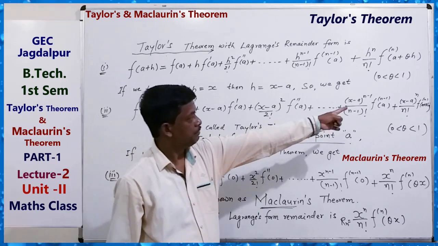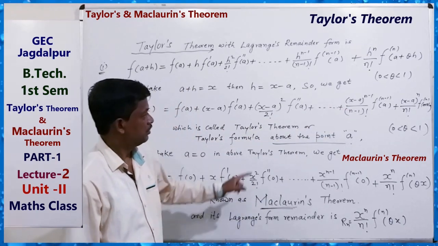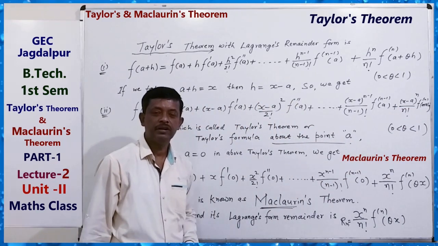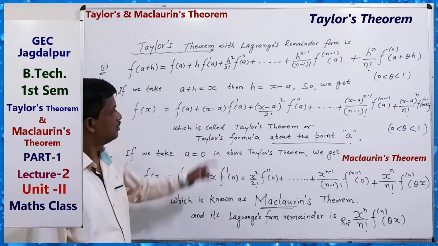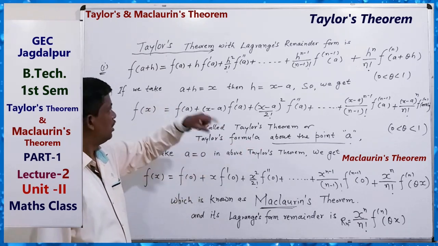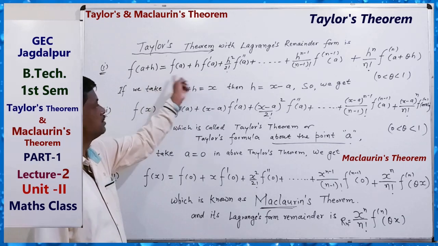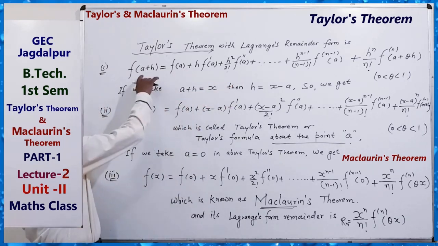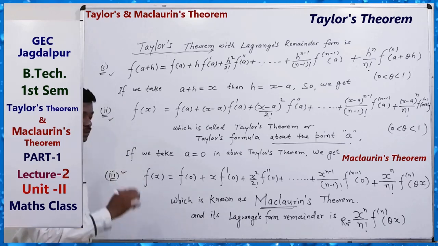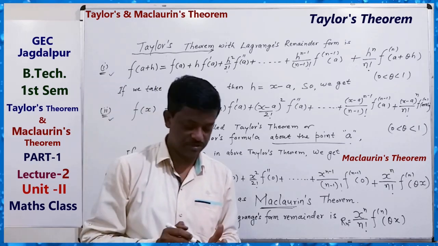Here, this is the remainder for Taylor's theorem about x equal to a, and this is also Taylor's theorem. So these three formulas are very important. So remember, these are the formulas for solving questions. Okay.